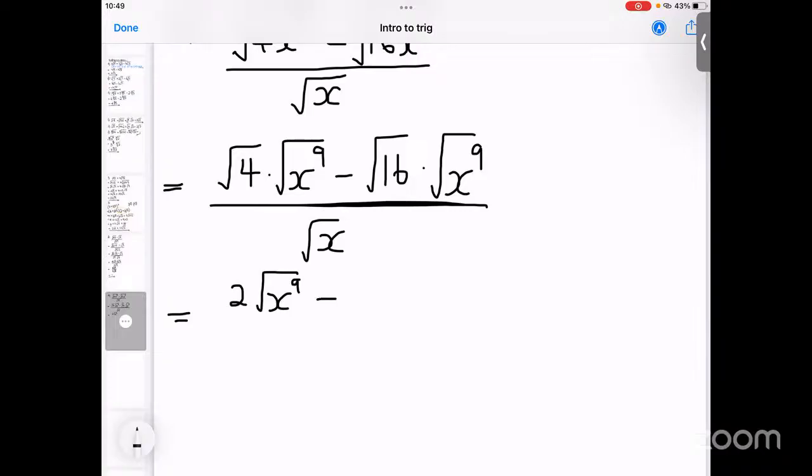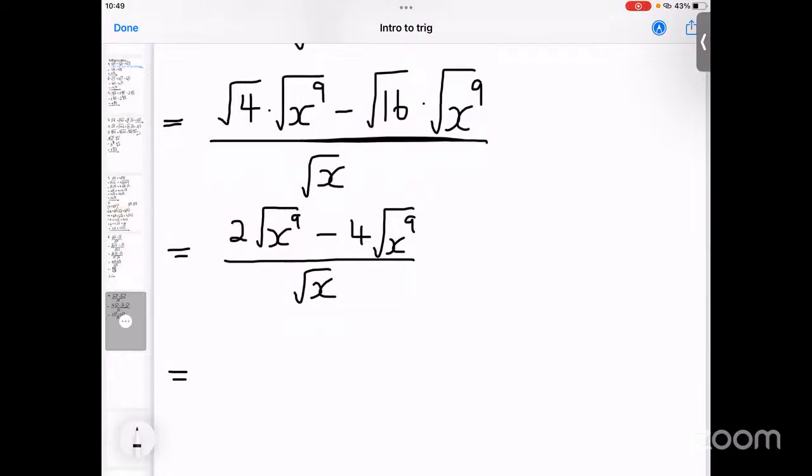And then what else are we having? Minus square root of 16. Is it not 4? Yes, that is 4. And then we divide this again by square root of x. Let me quickly check something. It looks like we can still say that, and it gives us negative 2 of square root of x to the exponent of 9, whereby this is being divided by square root of x.